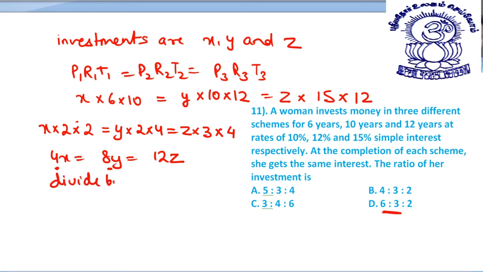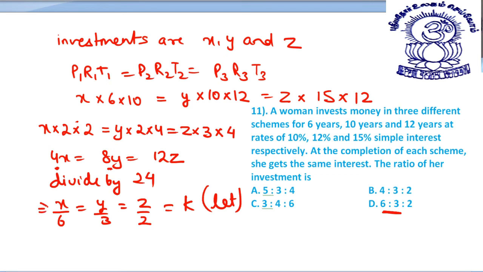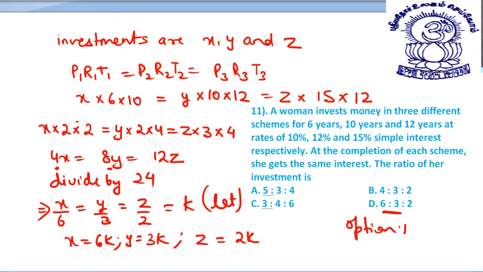Divide by 24, you get X by 6 is equal to Y by 3 is equal to Z by 2. Let's say this is k. Now what I get, X is equal to 6k, Y is equal to 3k, and Z is equal to 2k. 6:3:2. This is your answer. Option D is your answer. I'm sure it must be very clear to all of you. Let's move to the next one.